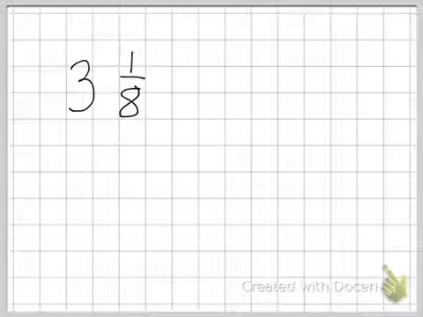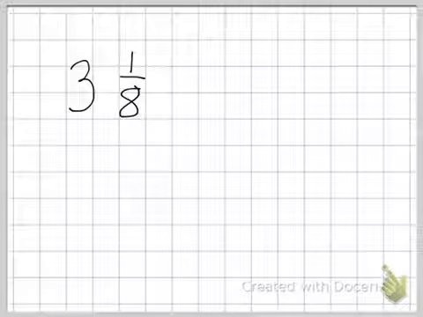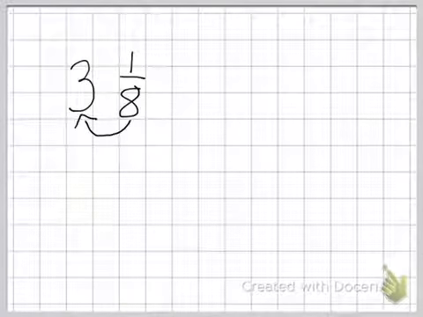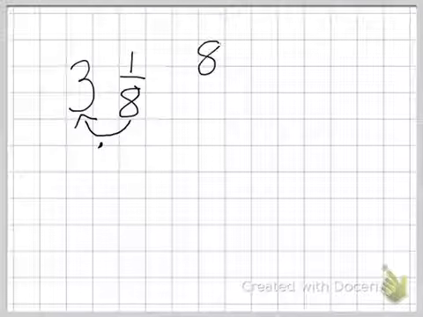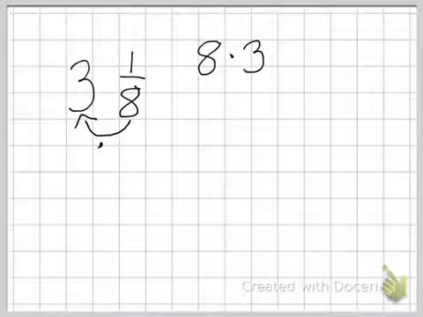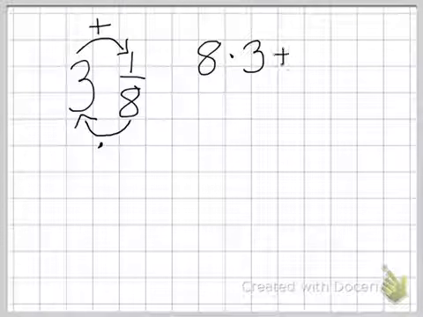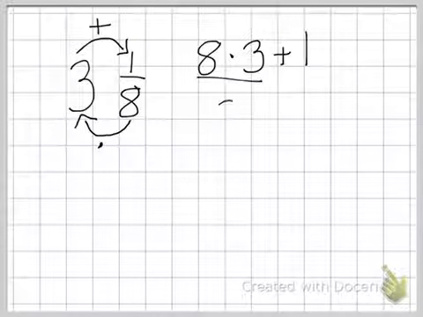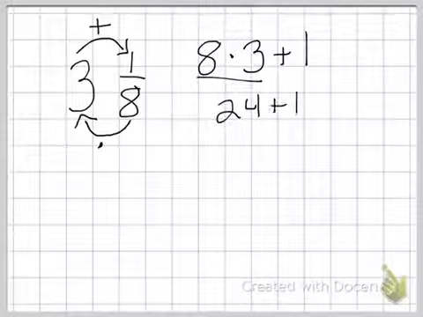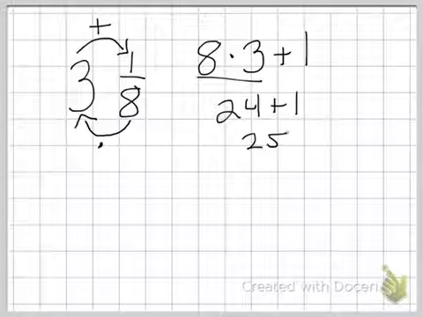So let's try this on one more. We always start with the denominator and multiply it by the whole number, so that would be 8 times 1. And then for the second part of this, we add the numerator, plus 3. 8 times 1 is 8. 8 plus 3 gives us 11.